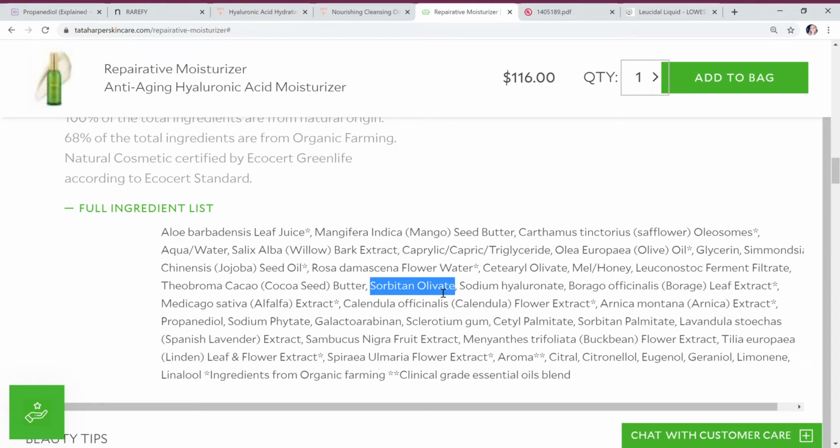And then sorbitan olivate is also an ingredient in this other co-emulsifier along with these other two ingredients right here, called Oliwax LC. And again, they're going to be in different percentages. You have to really dig and find that out for yourself, what percentage of each is in the ingredient Oliwax LC. And this is a co-emulsifier, so it just helps the emulsification system of the product, keeping it more stable.